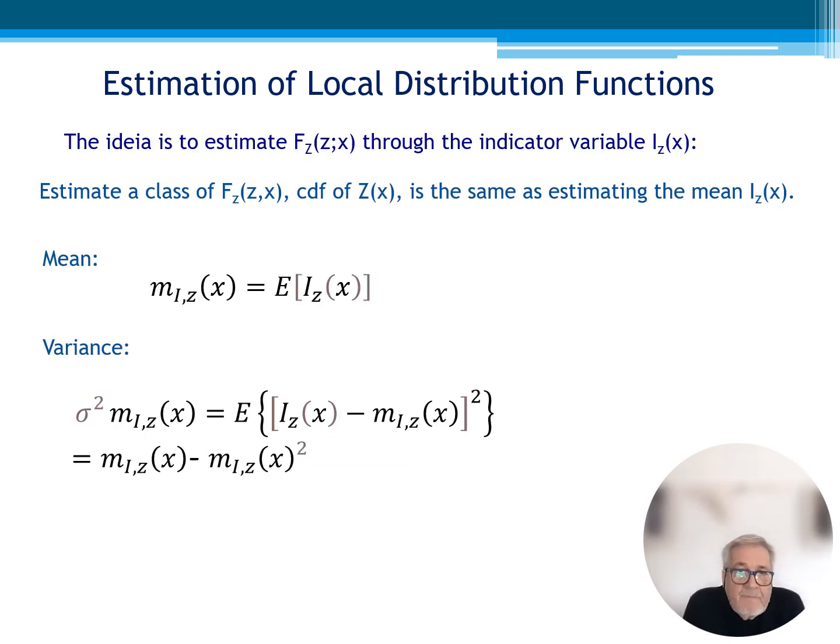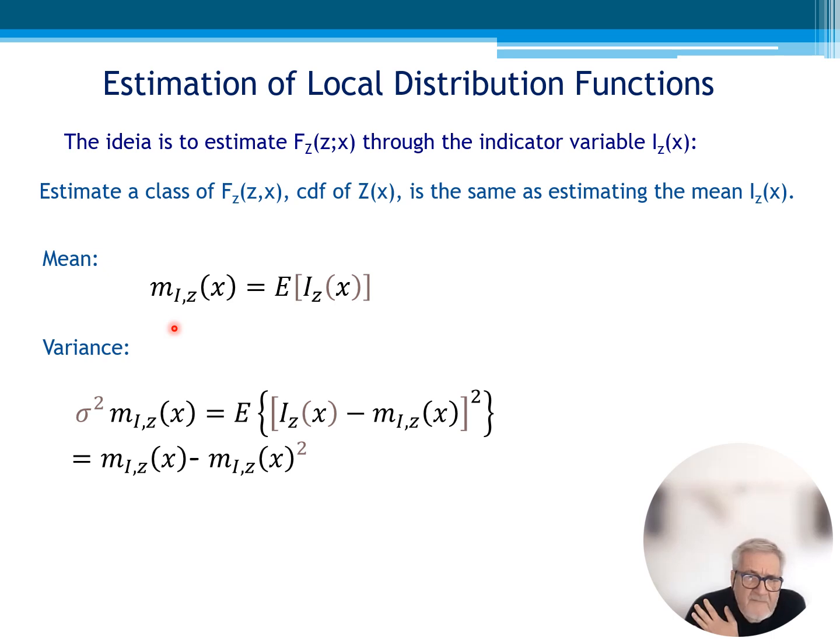So the idea is to estimate the cumulative distribution function of z, or all classes of this cumulative distribution of the original variable z, through an indicator variable I of z. So estimating the class of F of z, which is the cumulative distribution function of z, is the same as estimating the mean of I of z. Okay, the mean.